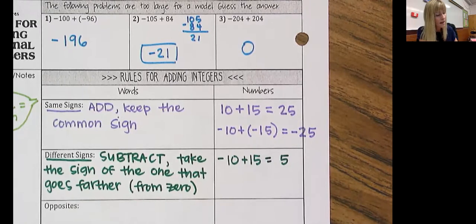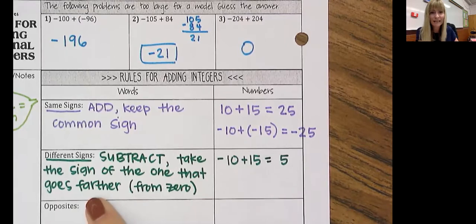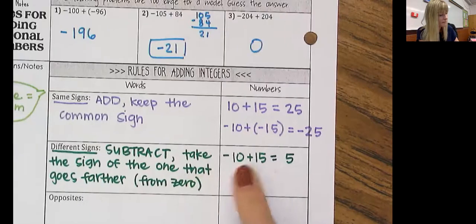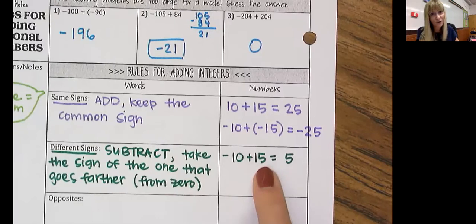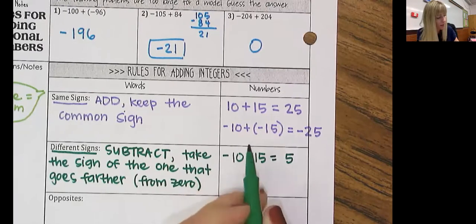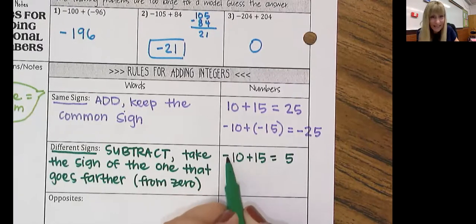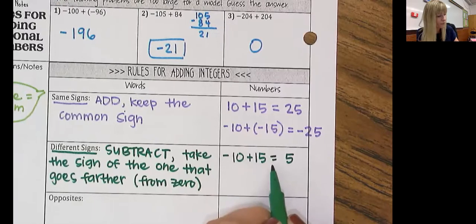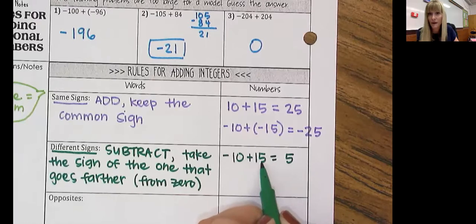Okay, and here's where I do this part. Take the sign of the one that goes farther. So we already decided 15 goes farther from 0, and 15 is positive. And in case you're like, how does she know? Well, you look directly in front of the number. Directly in front of this 10, what came before the 10 tells me this is a negative. What came before the 15 tells me this is a positive.